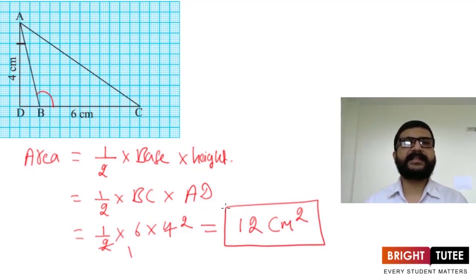So here we have seen that it is not necessary that height of the triangle will lie in the interior of the triangle. It may lie in the exterior of the triangle as well, as we have seen here. It will be the case of obtuse angled triangle.